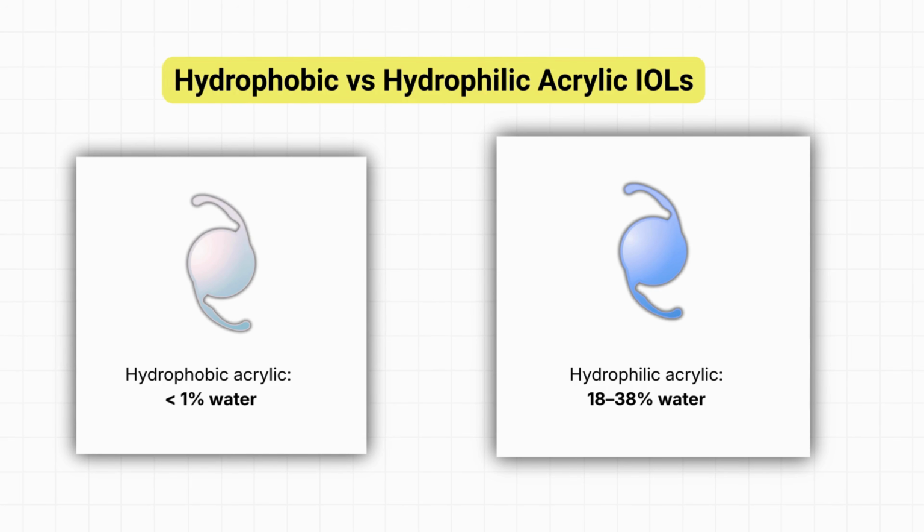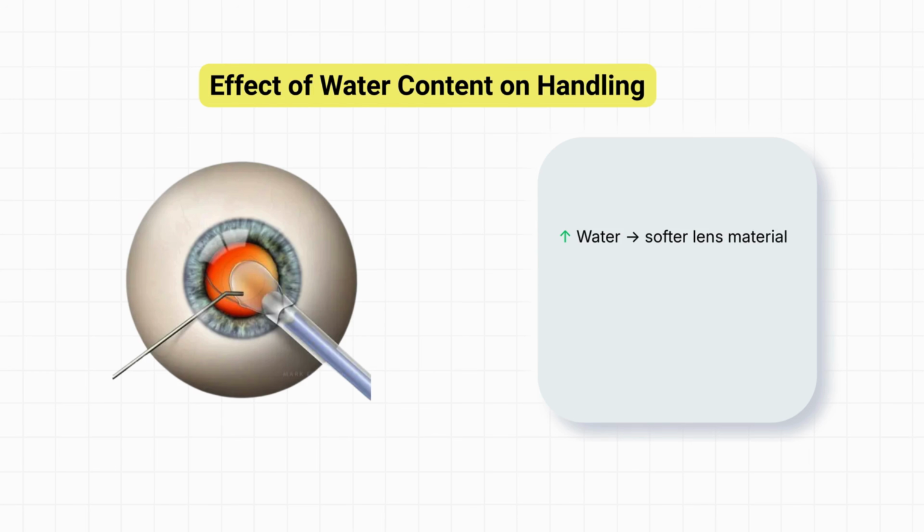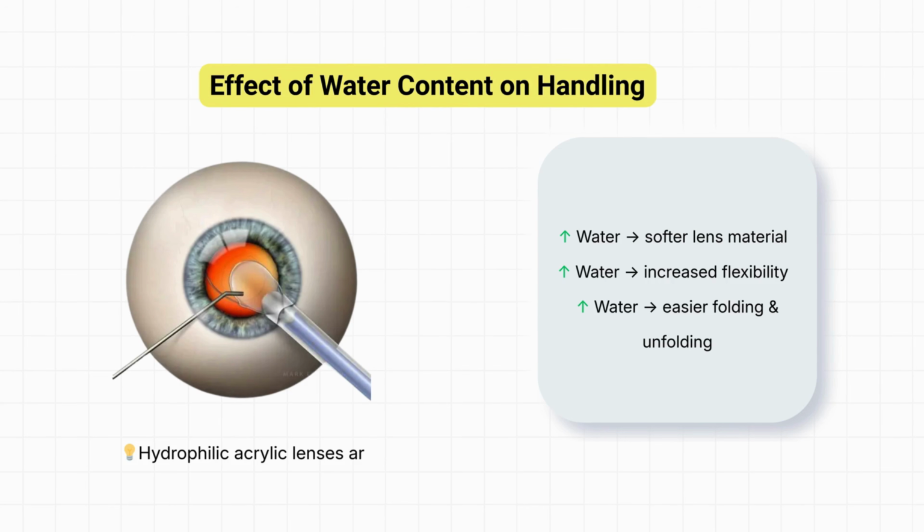Here, I would like you to stay focused on these two lenses because there's a clinical aspect attached to it. Higher water content makes a lens softer, more flexible, and easier to fold. Therefore, hydrophilic acrylic lenses are softer compared to the hydrophobic lenses, they are more flexible, and they are easier to fold compared to the hydrophobic acrylic lenses. But there's also a problem.